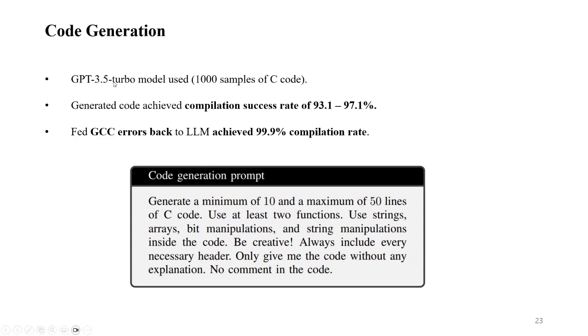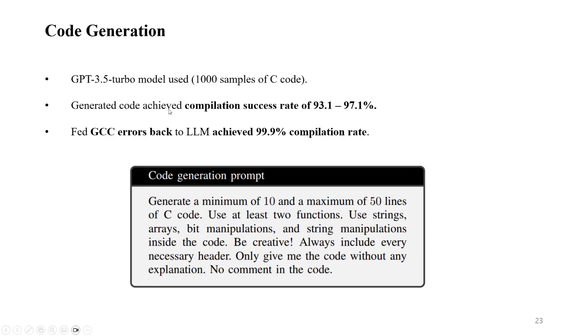So in this case, the code generation was done in this way. They use a GPT 3.5 turbo model. They generate 1,000 samples of C language. They also use a strategy to generate a minimum of 10 lines of code and a maximum of 50 lines. They instruct it to use at least two functions, with strings, arrays, bit manipulation, and string manipulation inside the code. They instructed it to be creative and to include every necessary header, because if you are familiar with the C programming language, there are directives which start with include. And they also say no comments within this code.